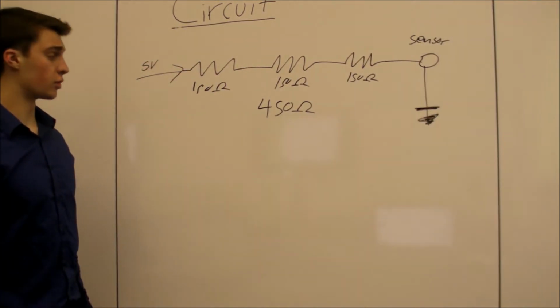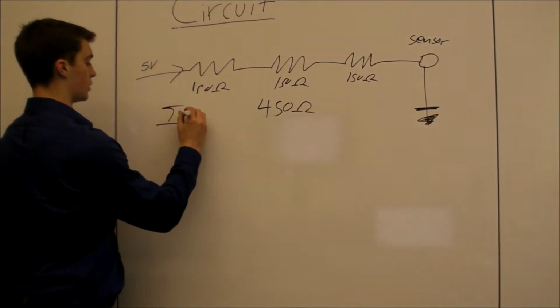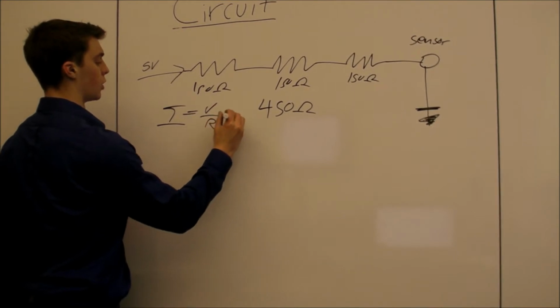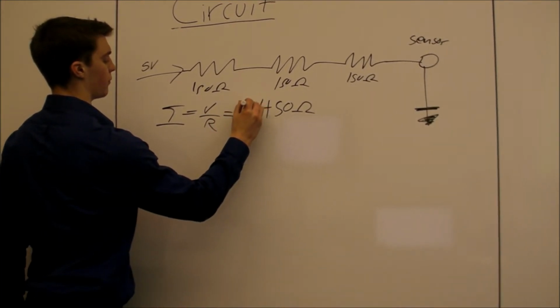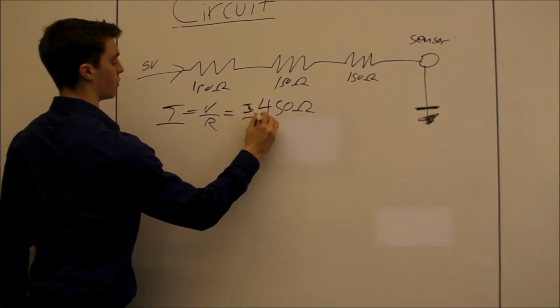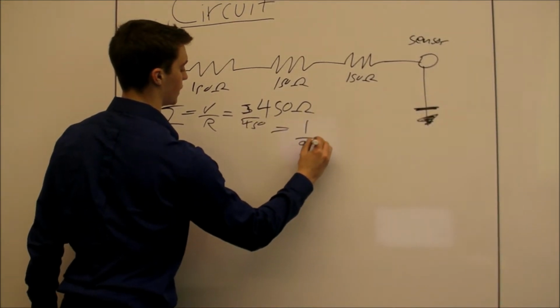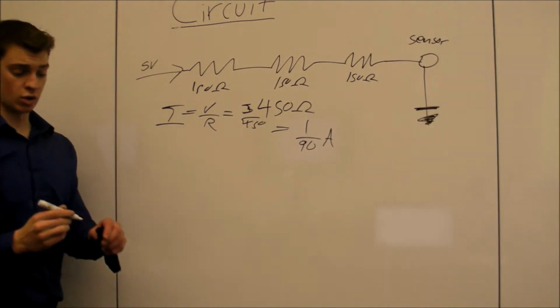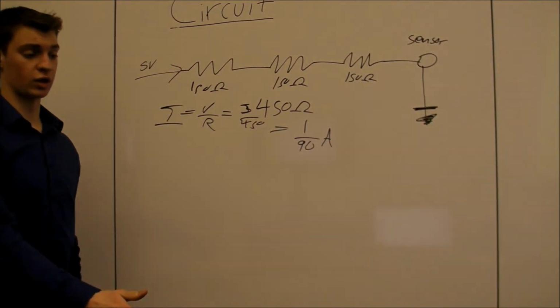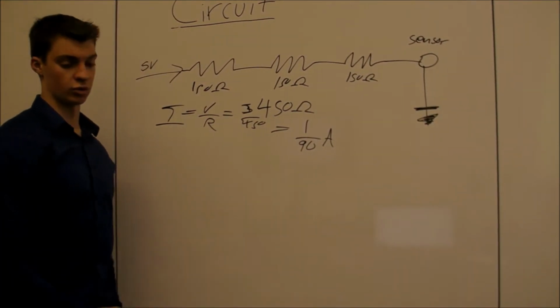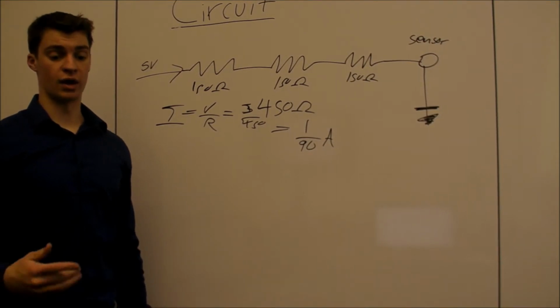And then the current flowing through this is simply I equals V over R, which is 5 over 450, which equals 1 over 90 amps. So this is part of it, and now I'm going to run through quickly how it works with the LEDs.